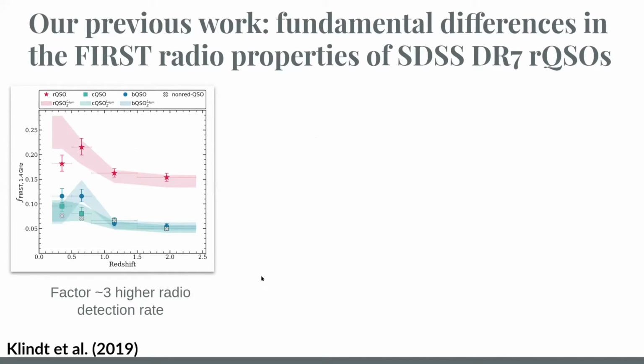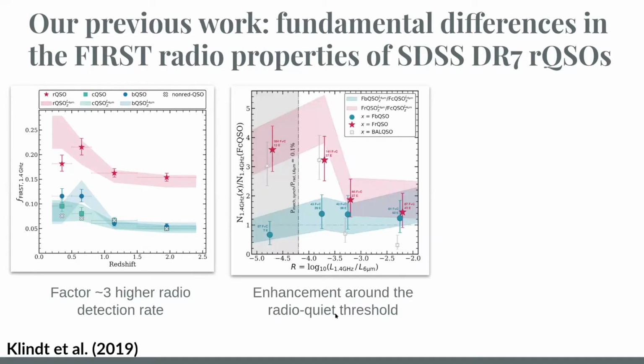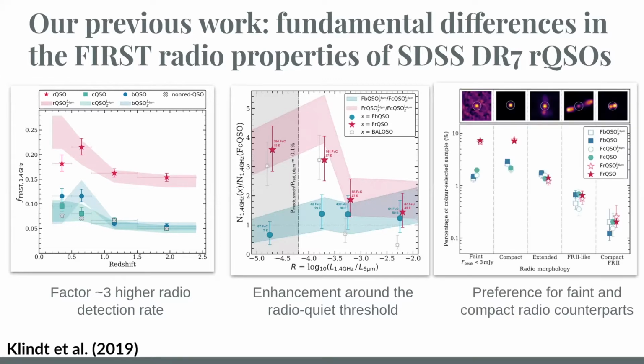First of all, we find a factor 3 higher radio detection rate in the red quasars compared to the blue. We find this enhancement arises around the radio quiet threshold, but when you look at the radio loud systems, we find this enhancement disappears. And finally, if you look at the radio morphologies, we find that red quasars prefer faint or compact, so unresolved radio counterparts. But if you look at the more classical, extended or double lobe systems, we don't find any difference between the red and the blue.